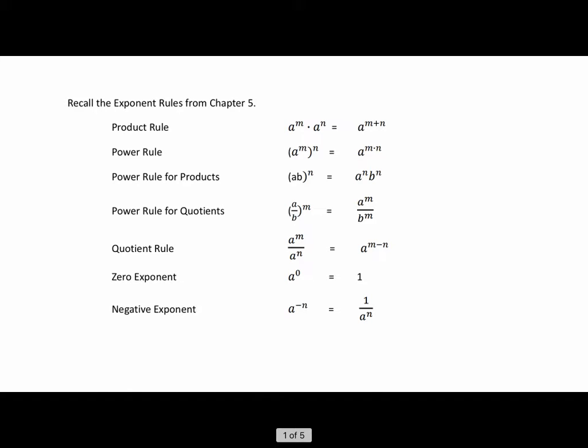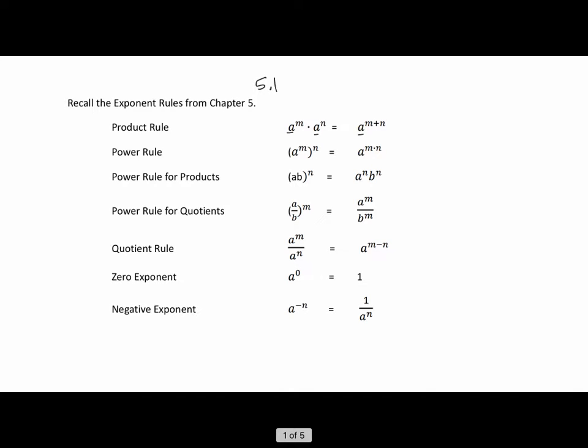Recall all of the exponent rules from Chapter 5. Those would be found in Section 5.1. And first we had the product rule. So if you multiply the same base, a, then you keep that base and you add the exponents.